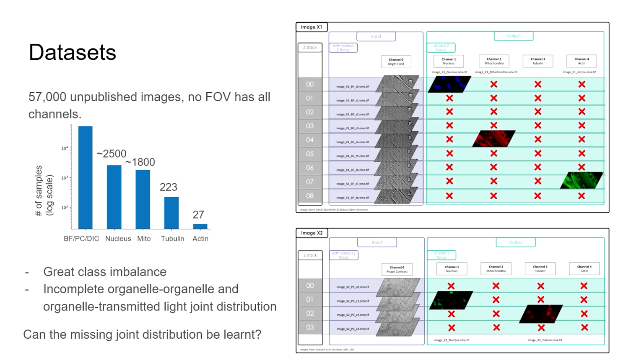joint distributions to model. But through my other PhD studies, we learned that organelle to organelle relationships are quite robust within an unperturbed population. So I wanted to investigate whether these missing joint distributions can be modeled based on these very incomplete joint distribution sets.